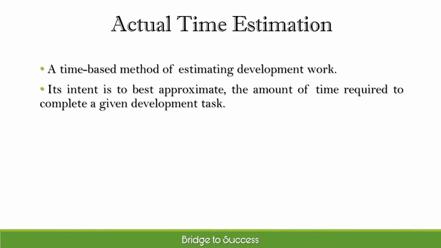Actual time estimation is a time-based method of estimating development work. Its intent is to best approximate the amount of time required to complete a given development task. Generally, these estimates are calculated using ideal engineering hours. Examples: this task will be complete in 10 days. Or, this task will be complete by January 10th.